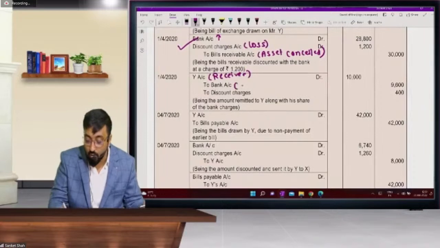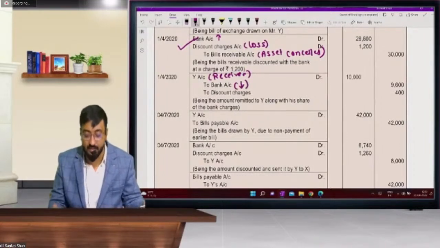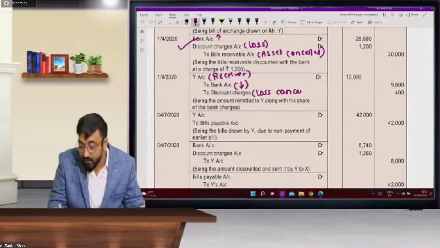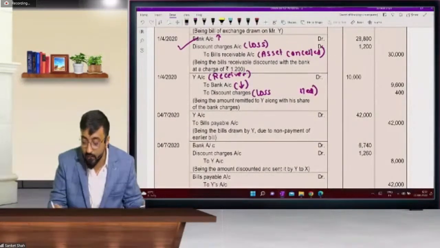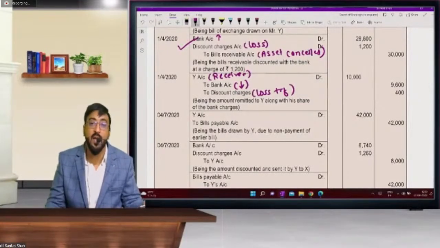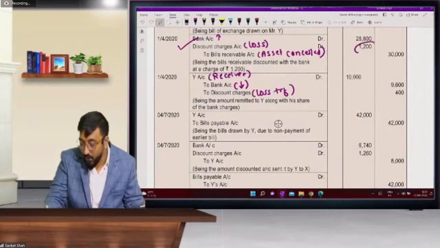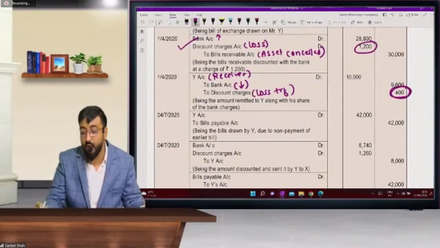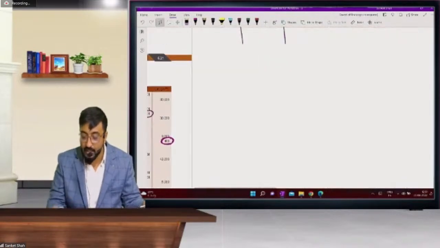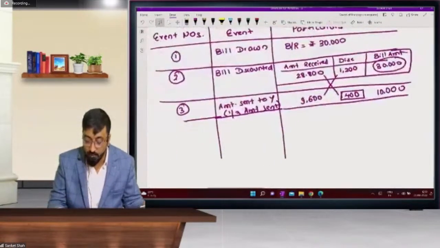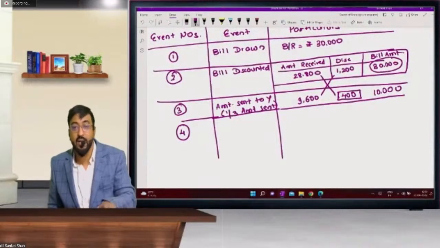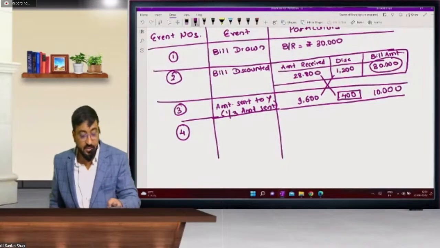Cash goes out. Bank balance decreases. And discount loss cancelled. Transferred, not cancelled. Loss transferred. किसको transfer किया? Y. So now my loss is only 2/3. X का loss is only 2/3. Okay? X loss is only 2/3. Till now any problem beta? So this is event number 3.